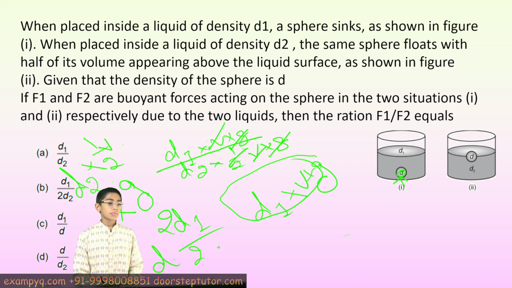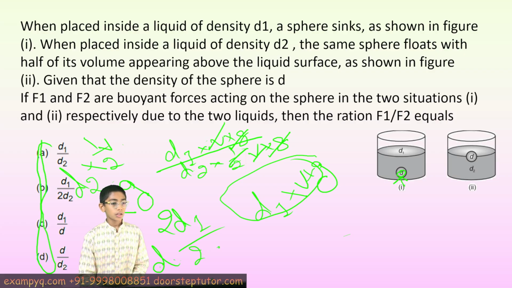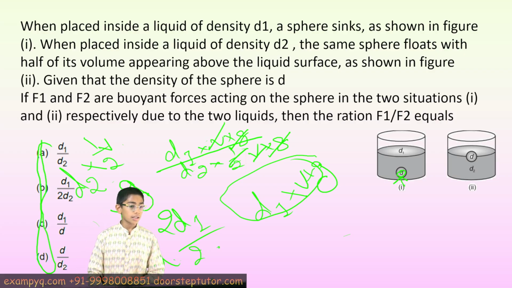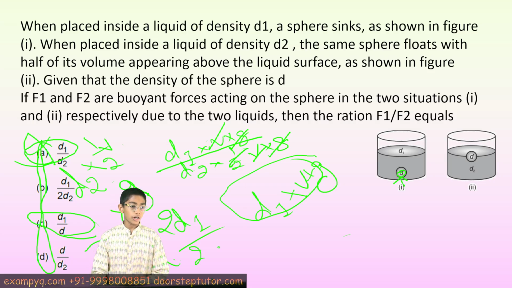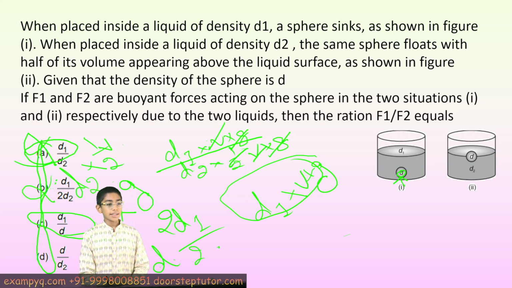2d1 by d2. But there is no choice like 2d1 upon d2. We can see that one choice is d1 upon d and another is d1 upon d2. So we can cross the first choice, d1 upon d2, because the ratio of the forces is 2d1 upon d2. We can cancel the second choice also because the ratio is 2d1 upon d2, not d1 upon 2d2.